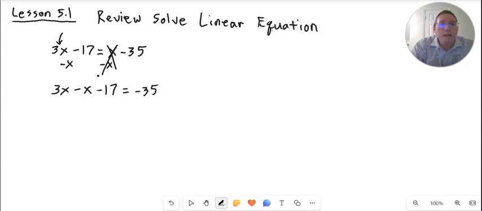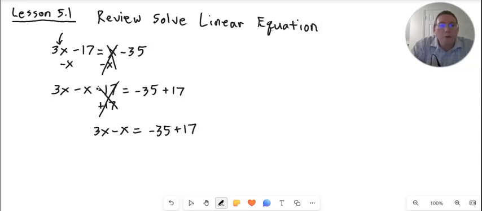Now, I have all my x's over here, and I want to have all my constants over here. So I want to move this negative 17 over here. The way I get rid of a negative 17 is called the inverse operation, okay? So the inverse of negative 17 is plus 17. If we add 17, negative 17 plus 17 equals 0. So I'm then going to add 17 over here. Over here, this is going to cancel because negative 17 plus 17 equals 0, okay? And now I'm going to wind up with 3x minus x is equal to negative 35 plus 17, okay?